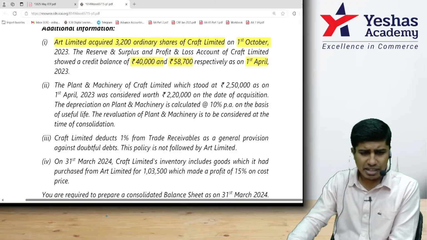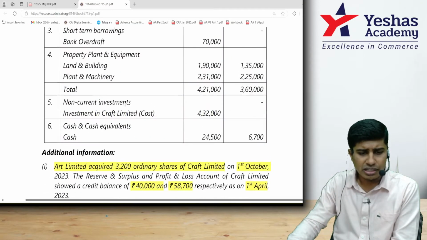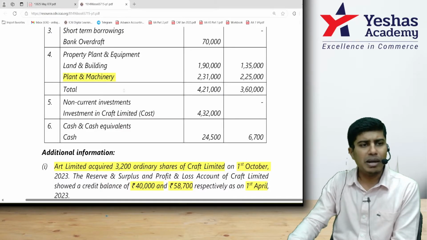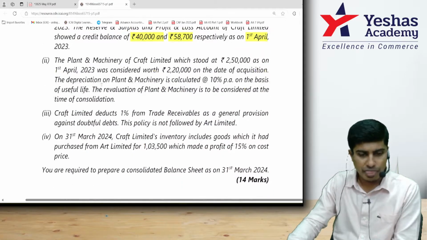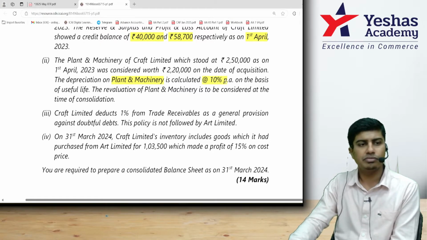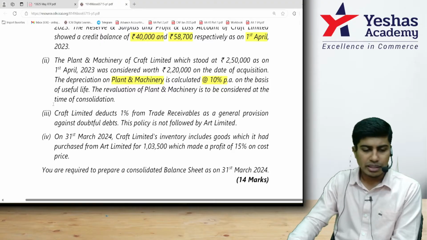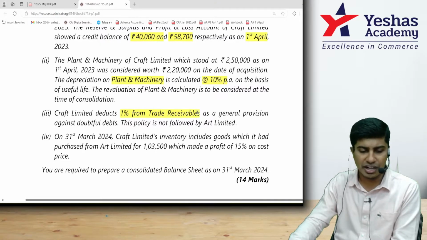Then there is some adjustment with regard to plant and machinery. There is some revaluation. Let's do a smart thing. Let's come here and then mark our plant and machinery. Plant and machinery of subsidiary has to be revalued on the date of acquisition. Then depreciation adjustment is also there on that. So plant and machinery and depreciation on that. We'll adjust the same.